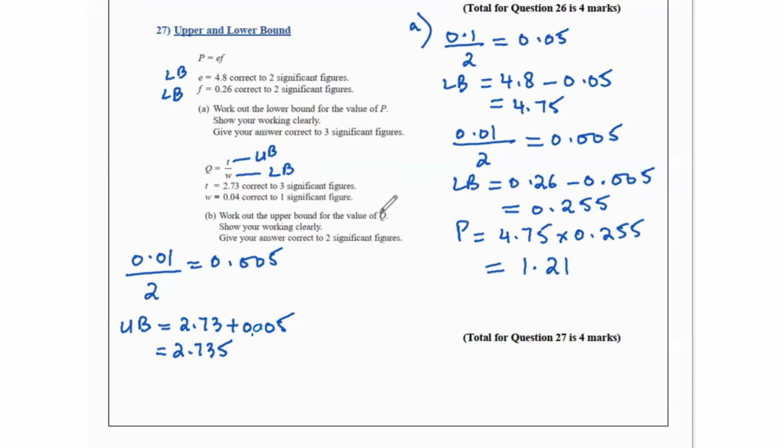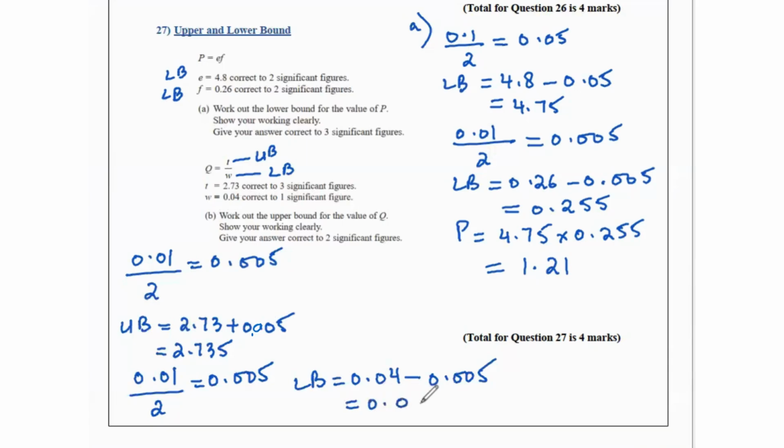Then for W, it's correct to one significant figure. The place value of the first significant figure is 0.01 as well. So 0.01 divided by 2, that's 0.005. And for the lower bound, we'll do 0.04 minus 0.005, which is 0.035. For Q, it's 2.735 divided by 0.035, which gives us 78, correct to two significant figures. That is your answer.